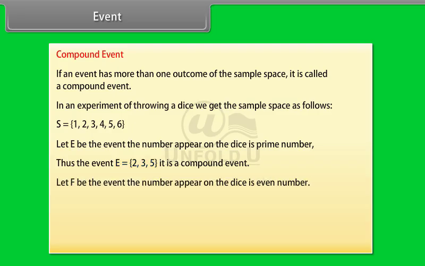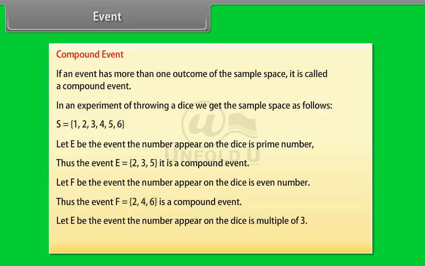Let F be the event the number that appears on the dice is an even number. Thus the event F is equal to {2, 4, 6}, a compound event. Let E be the event the number that appears on the dice is a multiple of 3. Thus the event E is equal to {3, 6}, a compound event.